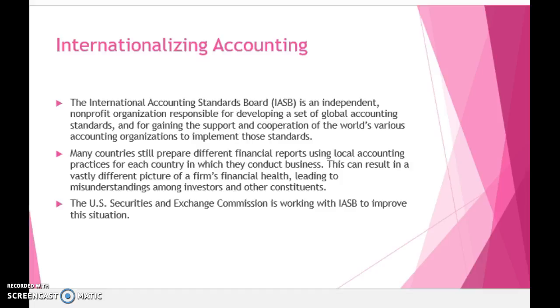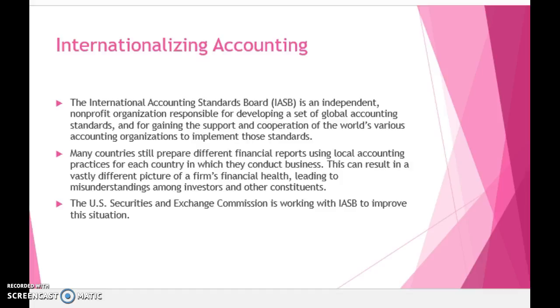Now, let's discuss how accounting can be internationalized. The International Accounting Standards Board, IASB, is an independent, nonprofit organization responsible for developing a set of global accounting standards and for gaining the support and cooperation of the world's various accounting organizations to implement those standards.